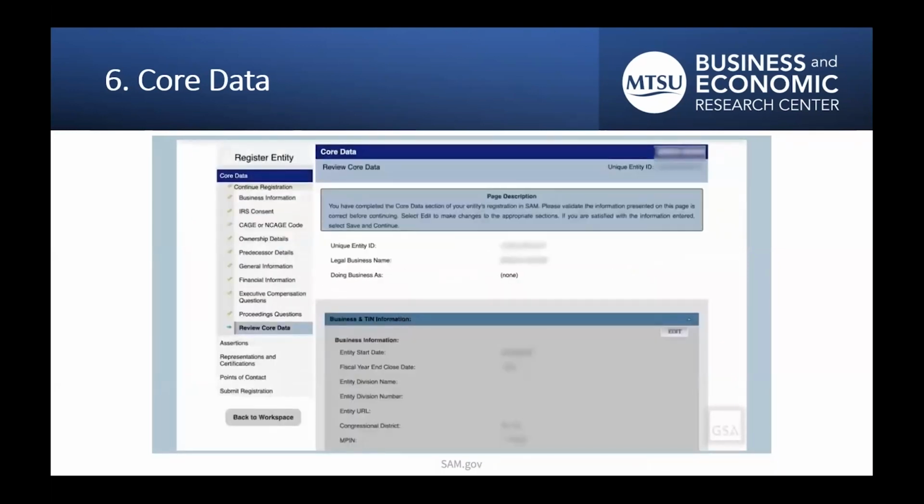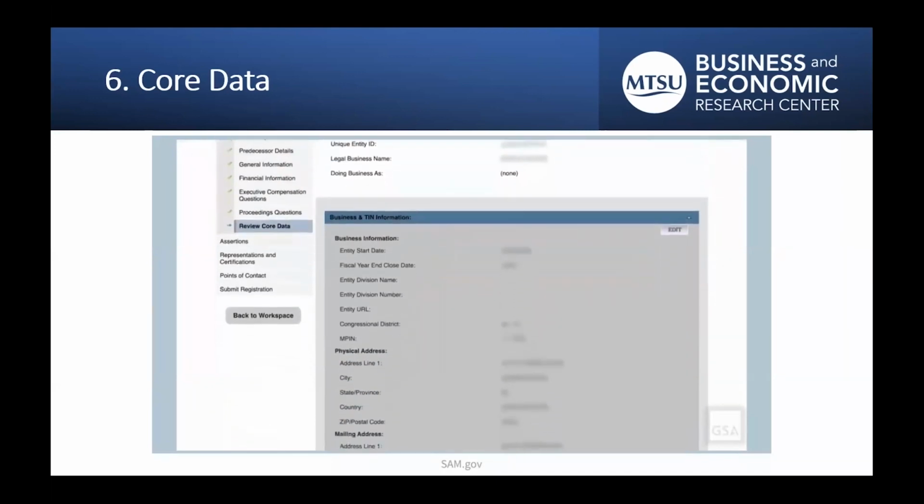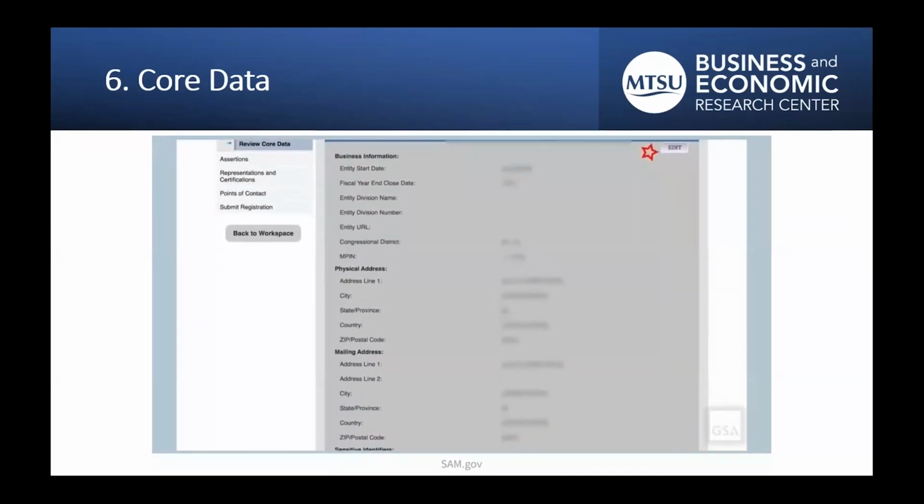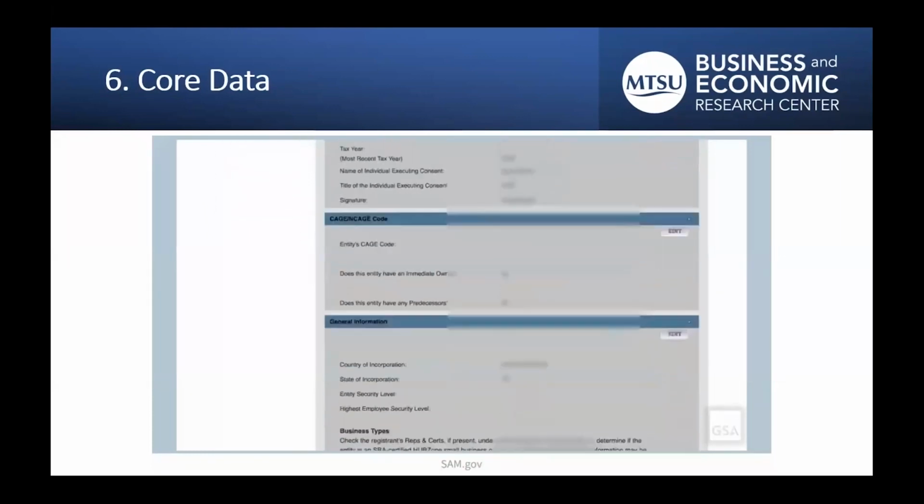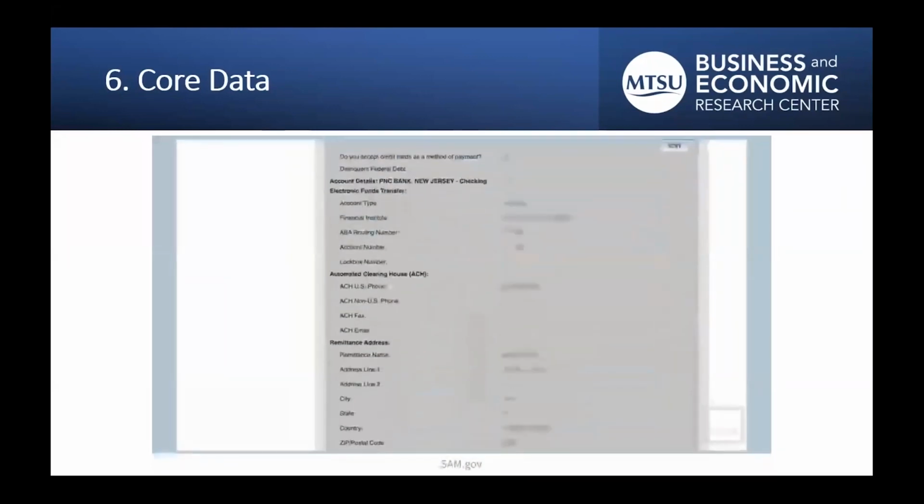Finally, you will reach the Review Core Data page. Review the information that you have entered. If you need to modify anything, select the Edit button in the upper right corner of the section you need to change. Once you are sure all sections are accurate, select Save and Continue.